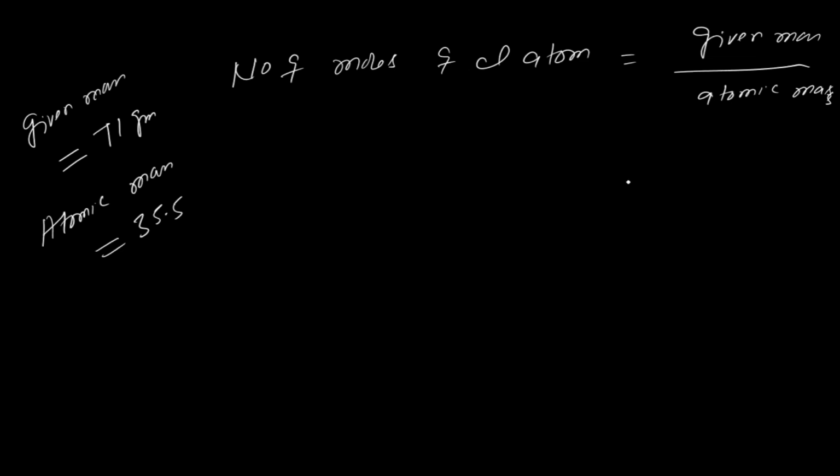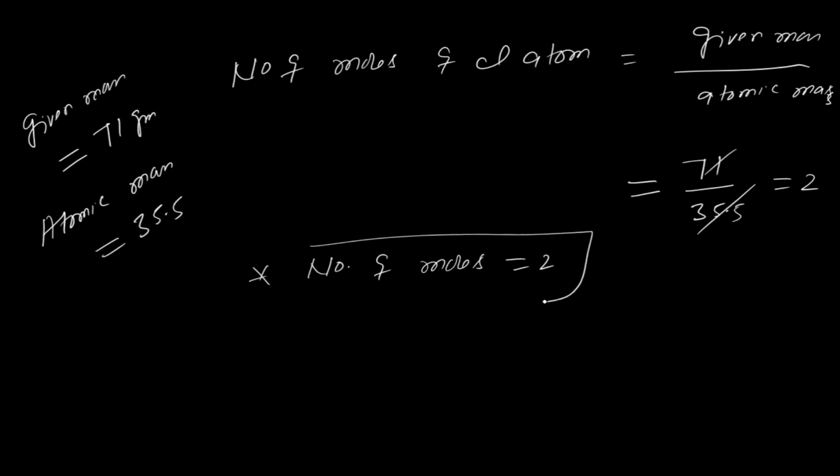Put the values over here. Given mass is 71 divided by 35.5. It will cancel by 2. So the first thing we got is the number of moles. The number of moles is equal to 2 in this case.